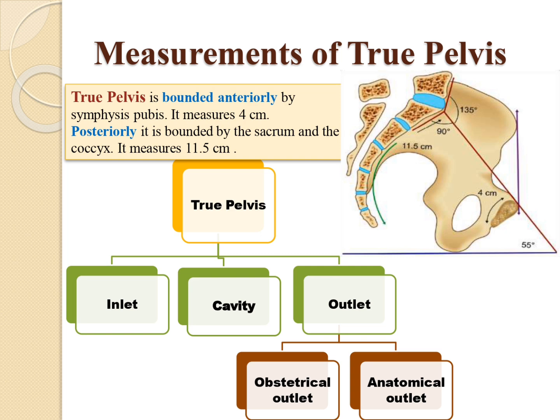This slide shows the measurement of true pelvis. As we have already discussed the walls of true pelvis, and true pelvis is anteriorly bounded by pubic symphysis, it measures 4 cm, and posteriorly true pelvis is bounded by sacrum and coccyx, and it measures 11.5 cm. And this flow chart shows the division of true pelvis into inlet, cavity, and outlet, and division of outlet into obstetrical outlet and anatomical outlet.